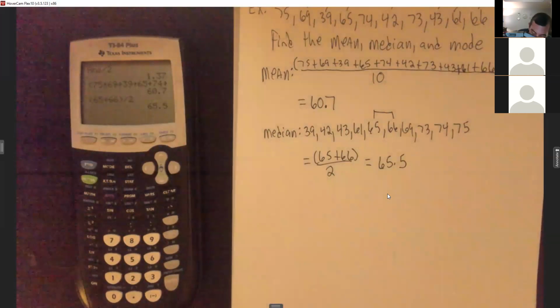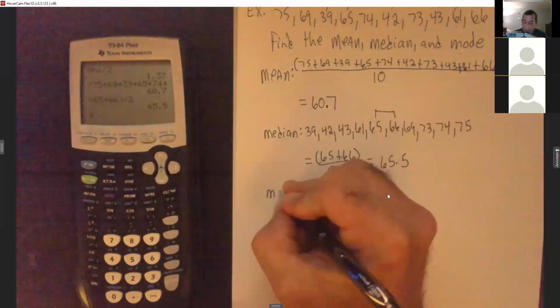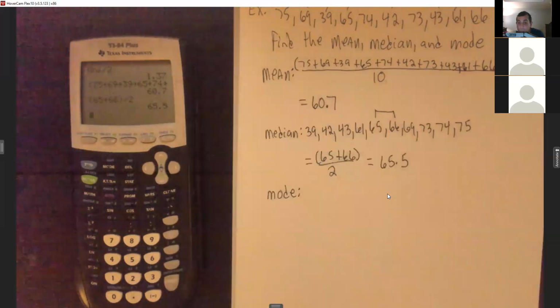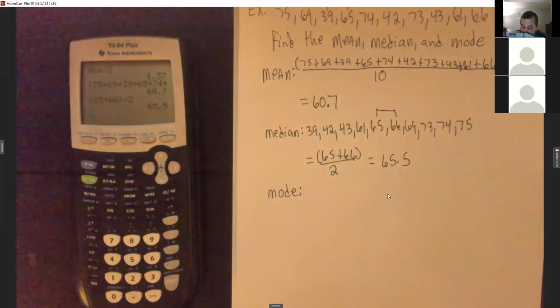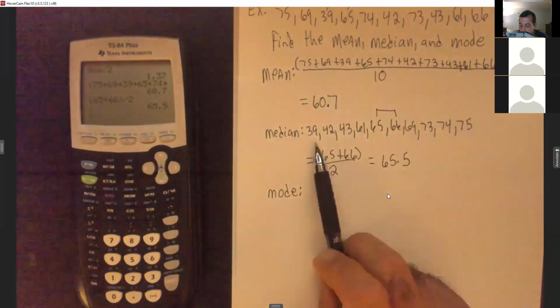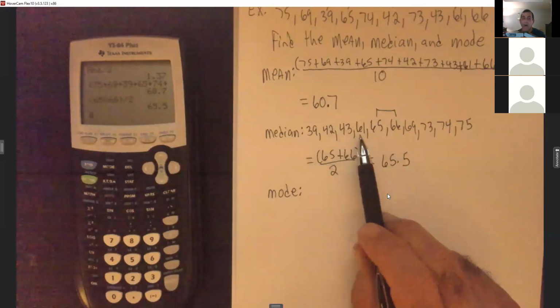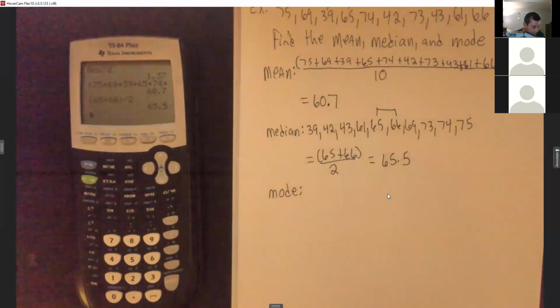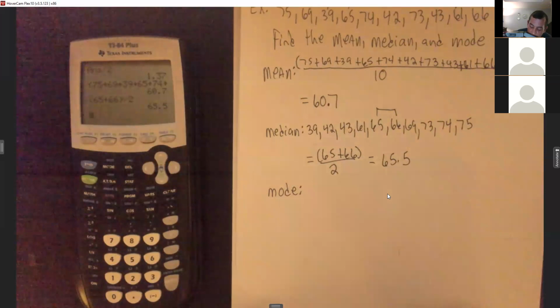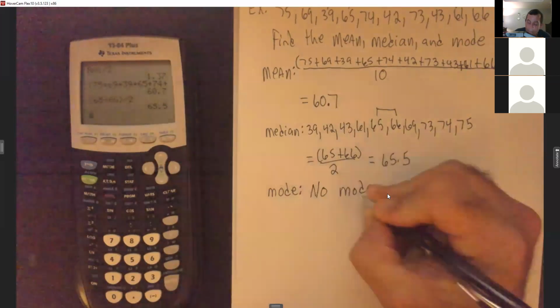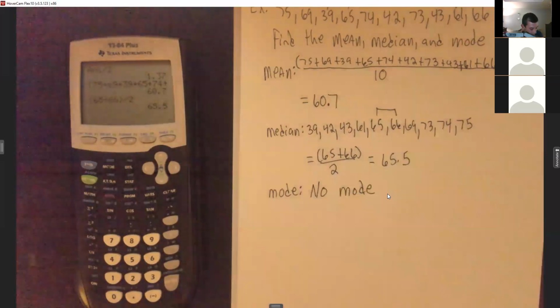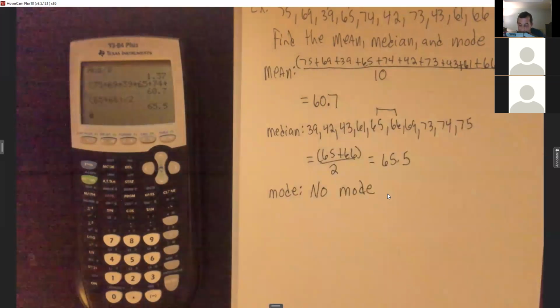All right, then we find our mode. And the mode is the data point that happens the most. But you look here, 39 happened once, 42 once, 43 once. All these points only happen one time. So when that happens, we say it has no mode. Okay, there's no data that it's trying to get to.